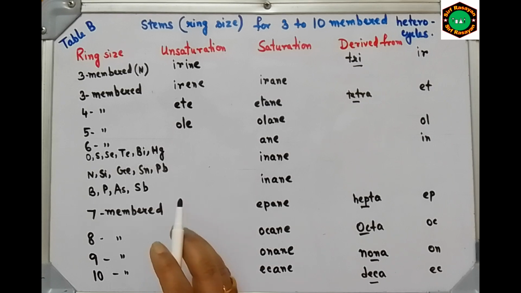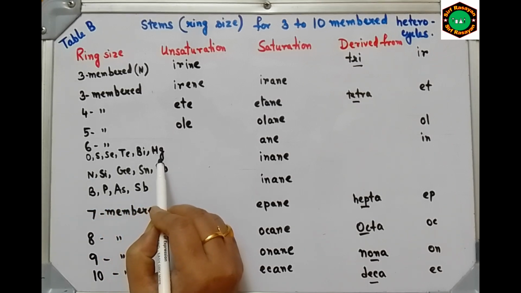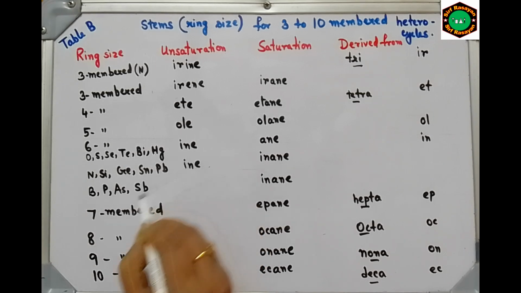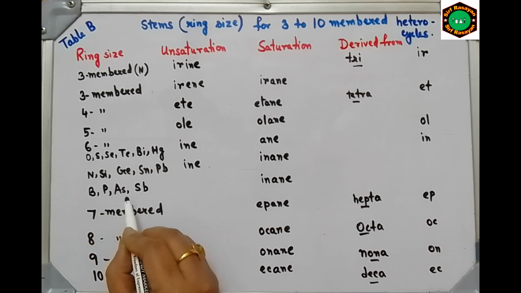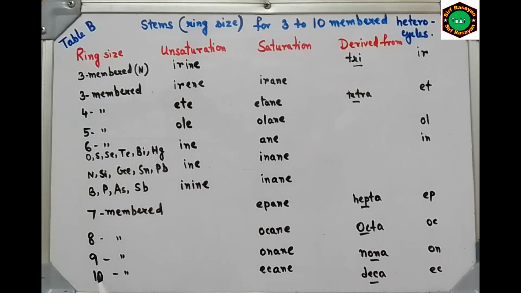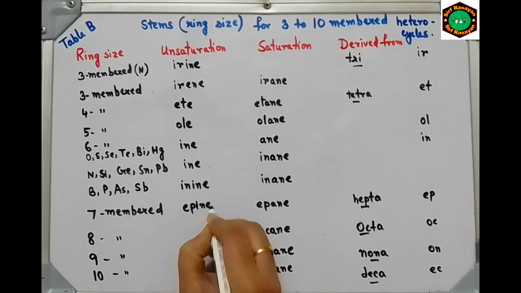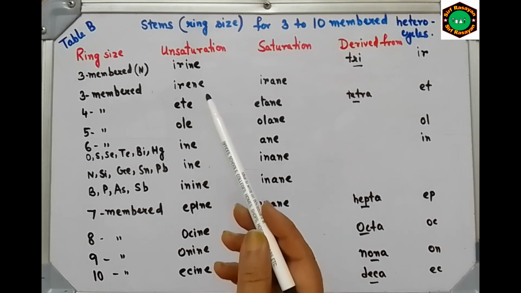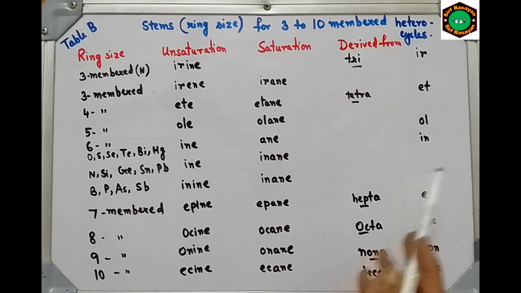For a 6-membered ring having all those atoms, you have to take in and add e. Here also the same thing: for a 6-membered ring having boron, phosphorus, arsenic, antimony, here you have to add ine. For a 7-membered ring with ep you have to add ine, epine. For an 8-membered ring with oc you have to add ine, ocine. For a 9-membered ring with on, we have to add ine, onine. And for a 10-membered ring with ec you have to add ine, so ecine. So mostly, for 3 and 7 to 10-membered rings, we are adding ine.